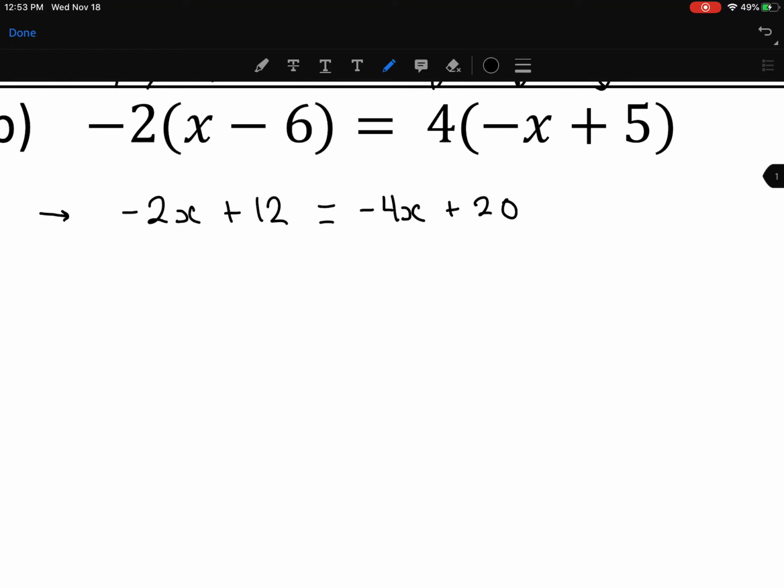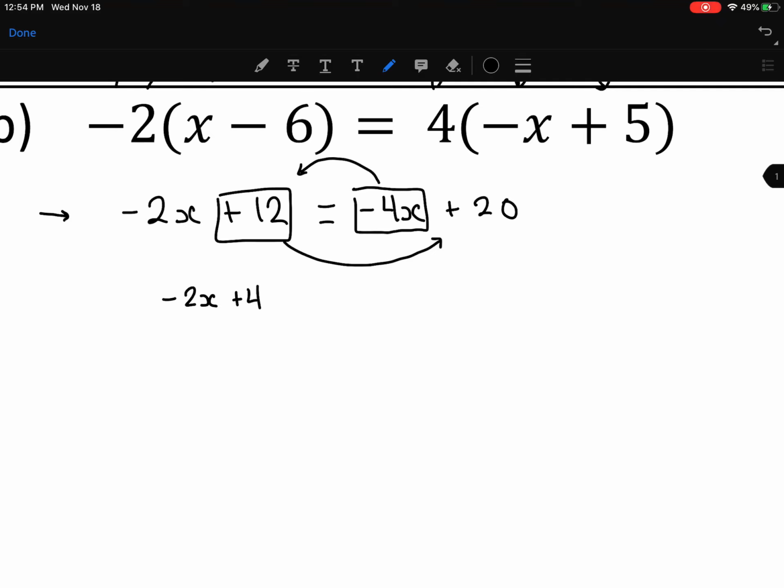So now this just looks like what we had in our first example, and we'll go through and solve. I'll pick up the negative 4x and move it to the left, and I'll pick the positive 12 and move that to the right.